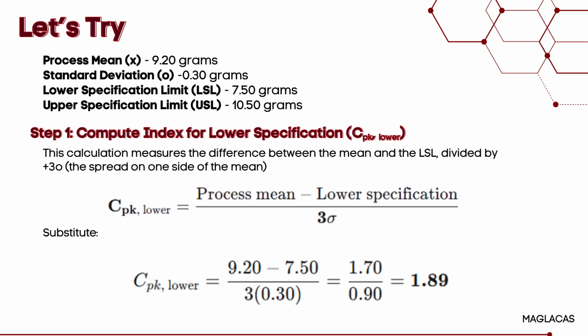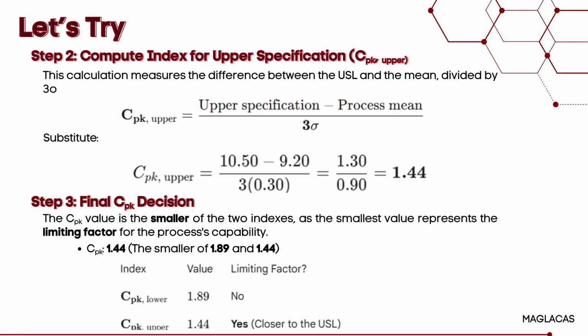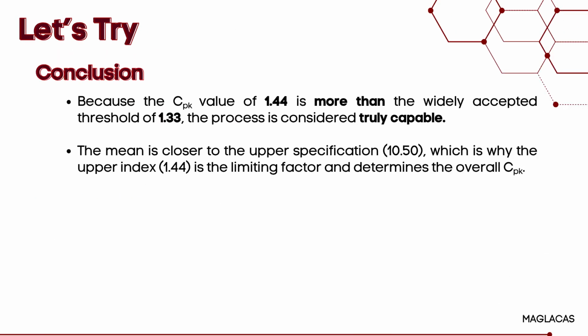This is the formula for determining the Cpk value in all its glory. Here we are getting the values of the upper Cpk and the lower Cpk index. Remember that the limiting factor is always the least of the two ratios. Since the upper Cpk index is the one with the lower value of the two ratios, at 1.44, this is the limiting factor. In conclusion, since the Cpk value of 1.44 is significantly larger than the threshold of 1.33, it is truly capable. And since the mean is closer to the upper specification, this is the reason why the upper index of 1.44 is the limiting factor and determines the overall Cpk.